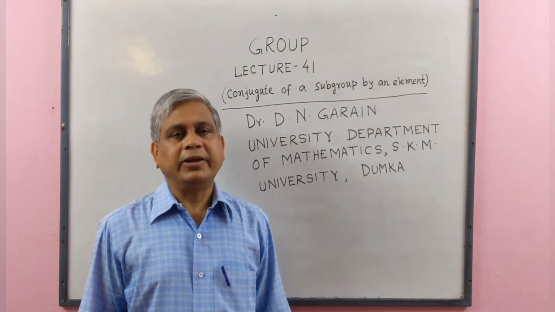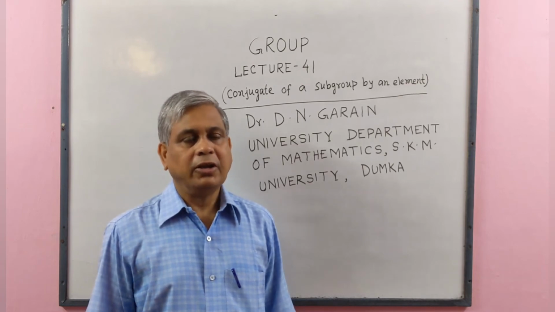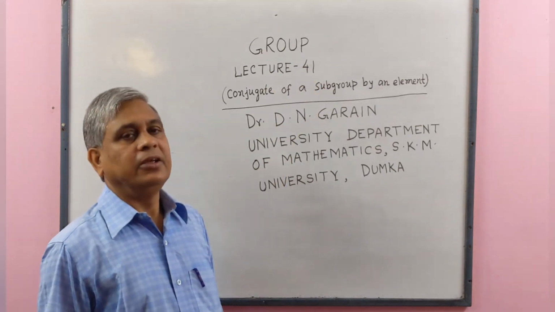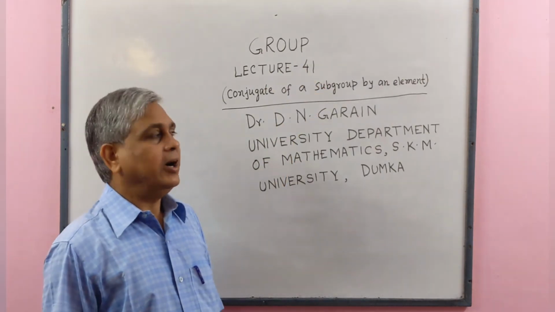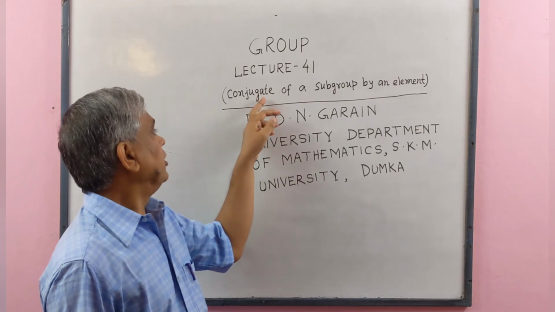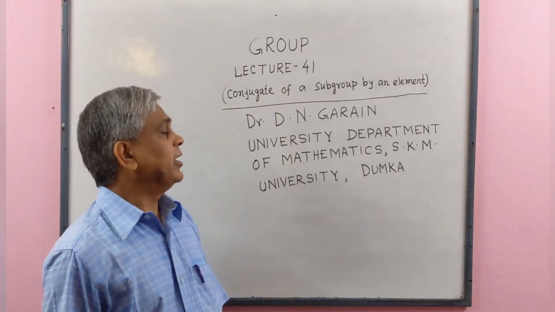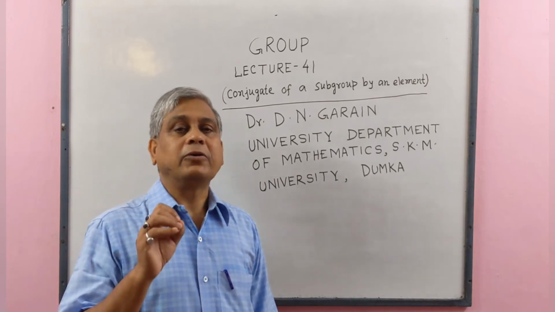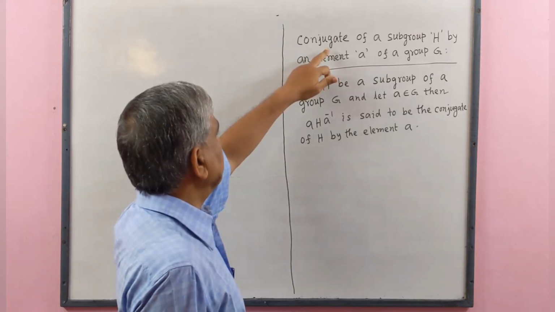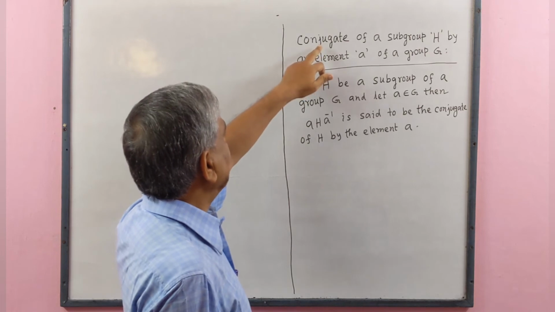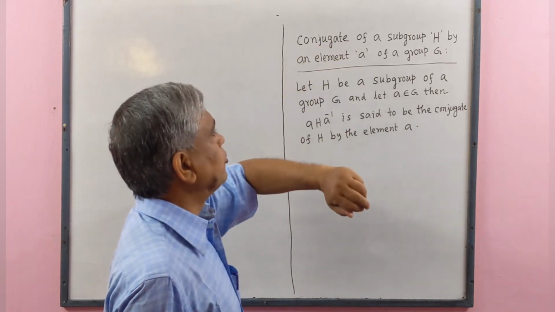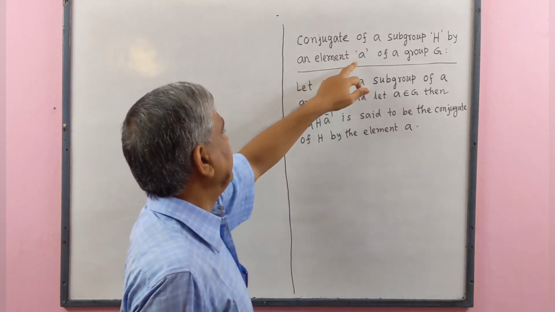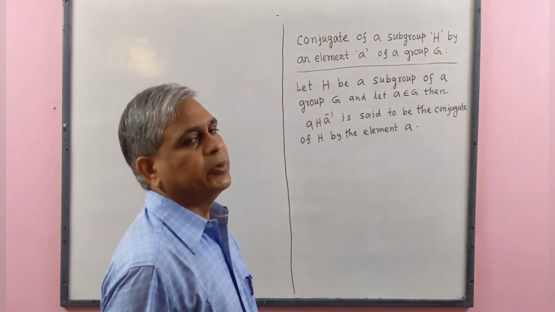Today I will deliver lecture on group, lecture number 41, in which I will discuss conjugate of a subgroup by an element of a group. Now we define conjugate of a subgroup H by an element a of a group G.